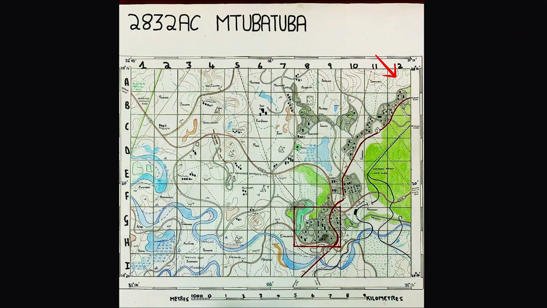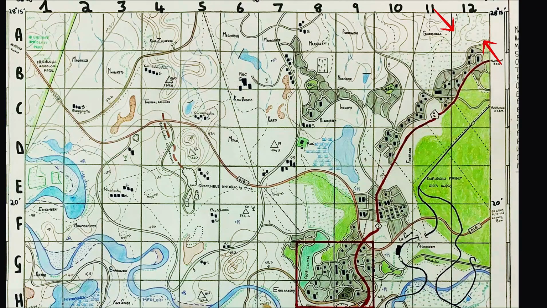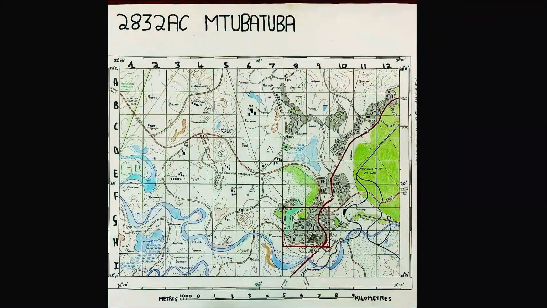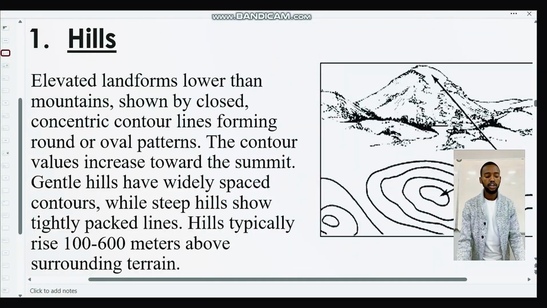A11 is not really a hill that is too much of a hill, but it resembles a hill because the contour lines are widely spaced, but you can also see that there's an elevation in the soil. The hills normally rise from 100 to 600 meters above the surrounding terrain. And then we go to the second one, the valleys.